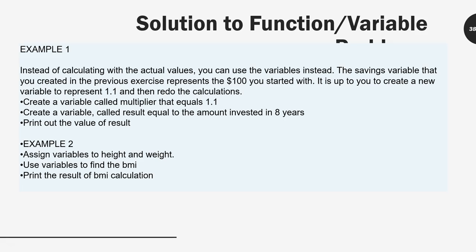In example 2, it was similar. You should at least assign variables to height and weight, calculate the BMI with a calculation using variables to find the BMI instead of the numbers, and then print the result of the BMI calculation. What we're going to do now is go to IDLE and try to solve all this, example 1 and example 2, and see if you came out with sort of the same thing that I did. Let's go.